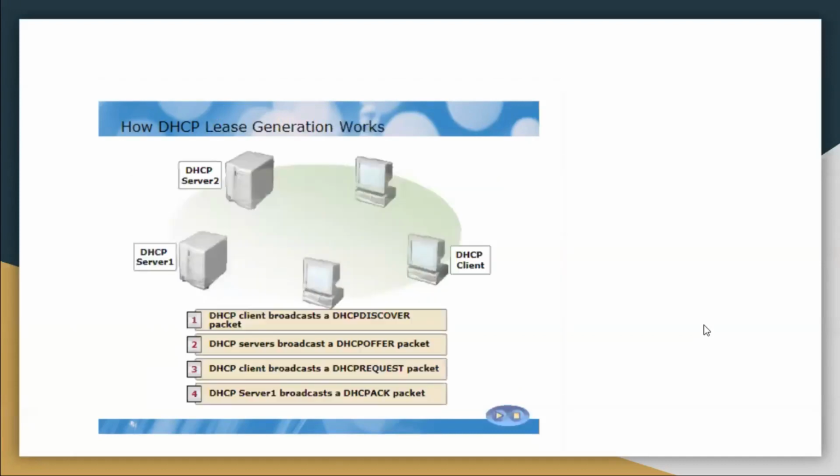So how DHCP lease generation works. The DHCP client broadcasts a DHCP discover packet. The DHCP servers broadcast a DHCP offer packet. The DHCP client broadcasts a DHCP request packet. The DHCP server broadcasts a DHCP ACK packet.